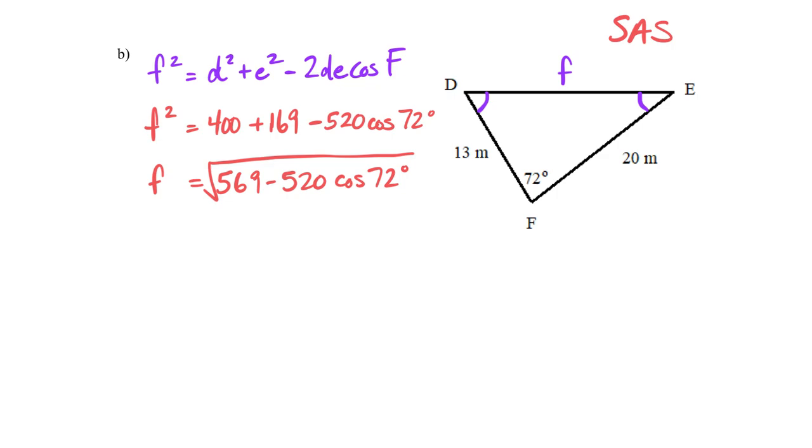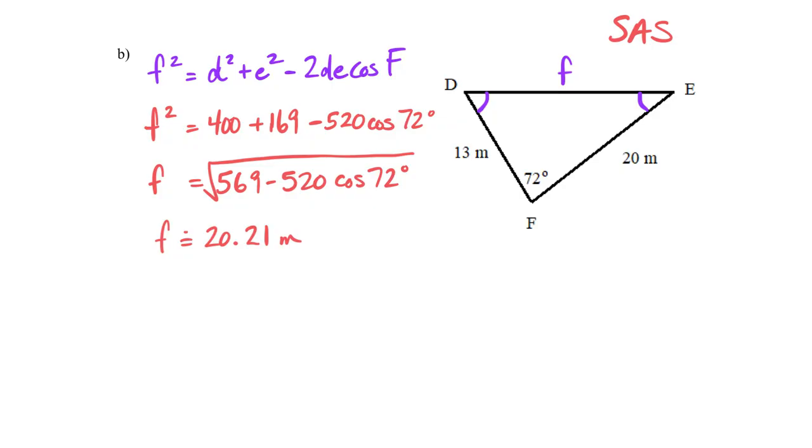I cannot collect what's underneath because those are not like terms. Now I can calculate that to get an approximate, and we should come in that F is approximately equal to 20.21 meters. There we go. Okay, hopefully that gave us a little bit of reassurance as we went through, okay, hey, I do know my cosine law.